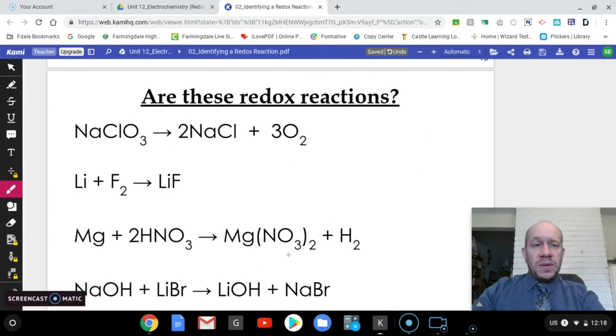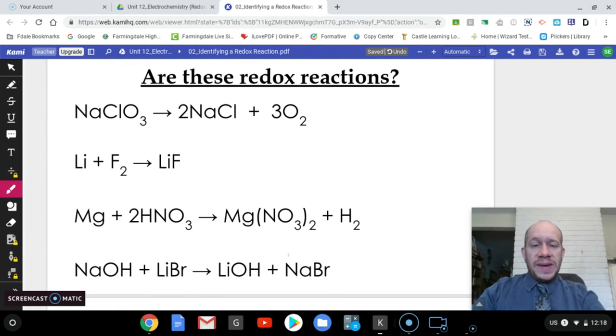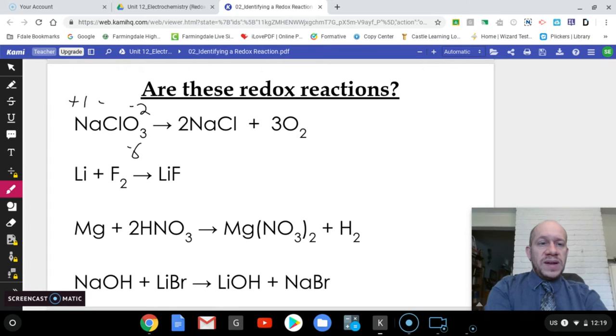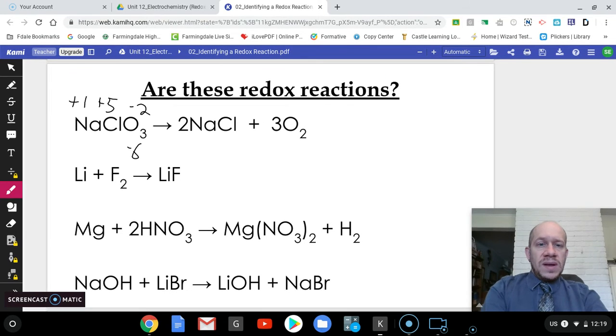Okay, so now, are these redox reactions? The way we identify redox reactions is, we have to find if there is a change in oxidation state, and two things: we'll have both an oxidation and a reduction. So you'll have to assign oxidation numbers to everything. -2 for the oxygen, +1 for the sodium. I have a -6 for my total oxygen, therefore my chlorine has to be a +5.